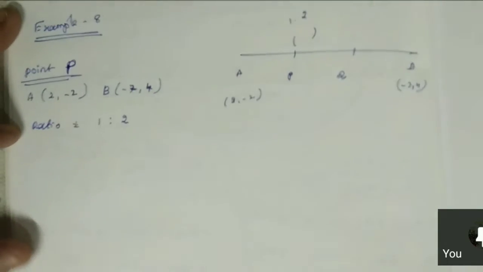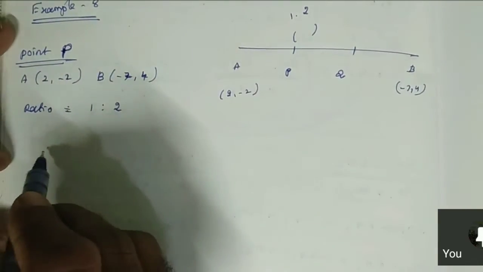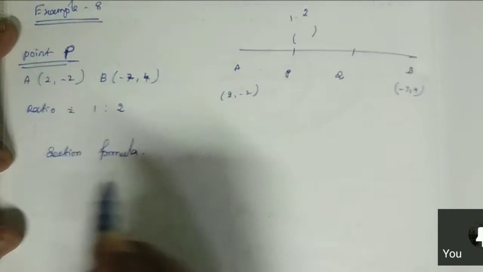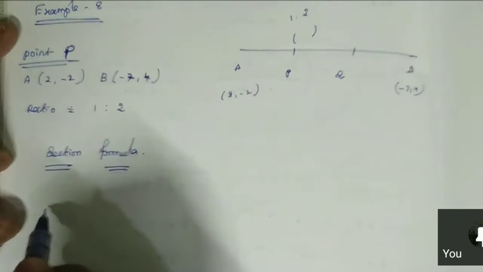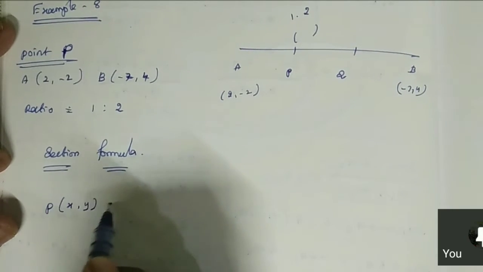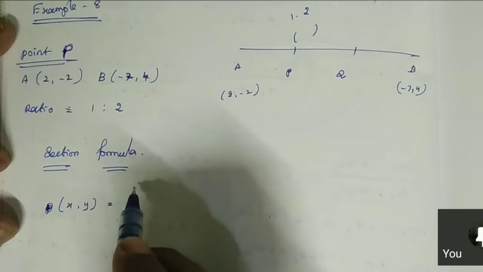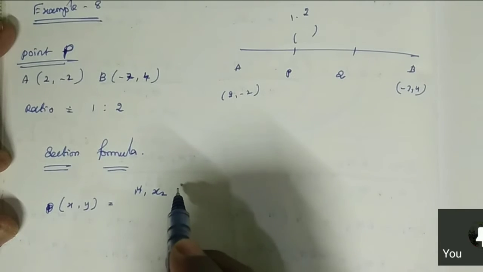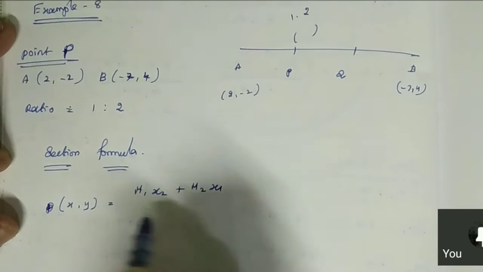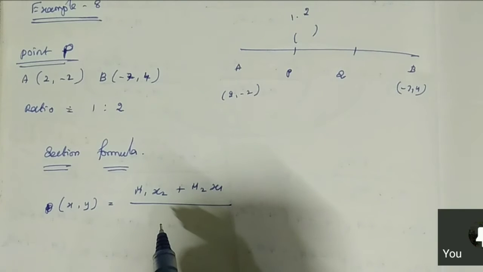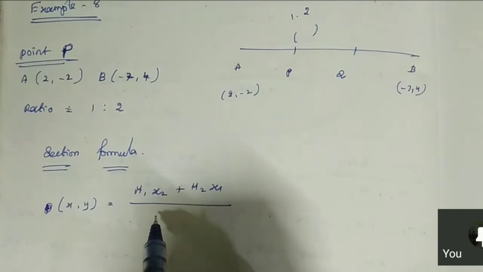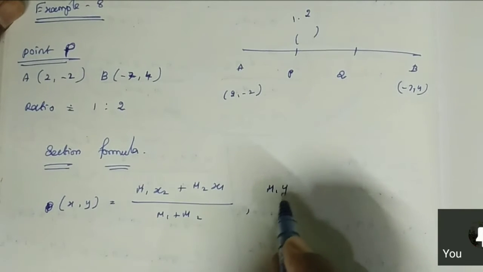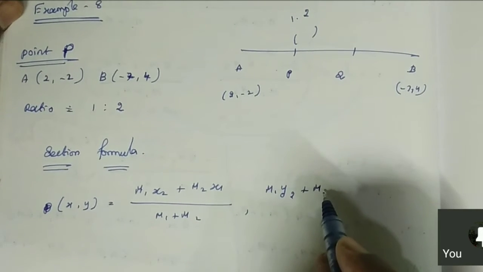For finding point P, we can use the section formula. What is the section formula? P(x, y) = ((m1 x2 + m2 x1) / (m1 + m2), (m1 y2 + m2 y1) / (m1 + m2)).